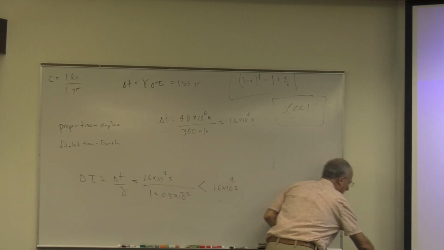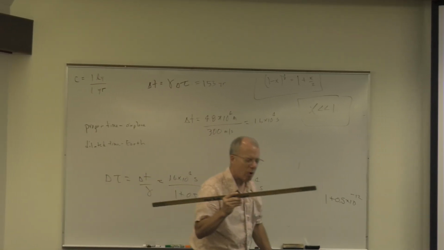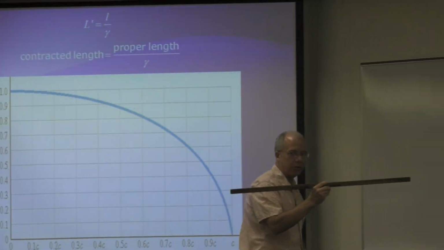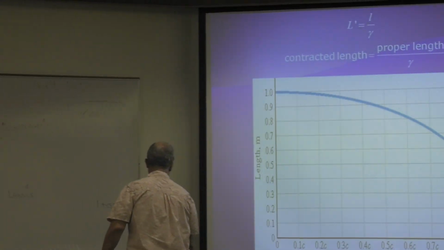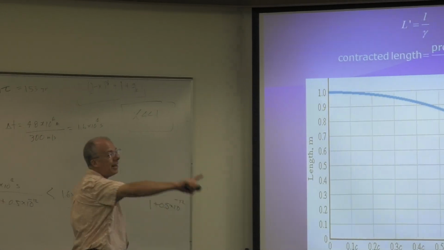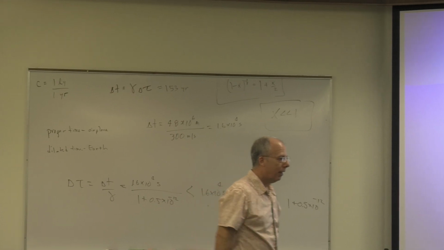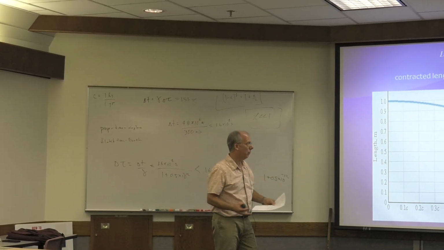So what am I saying? I'm saying if I have a meter stick and I'm running relative to you, I measure the length of my meter stick to be a meter. You will measure something less than a meter. So length is relative. Physicists use the term space is relative, but what they mean is length is relative.